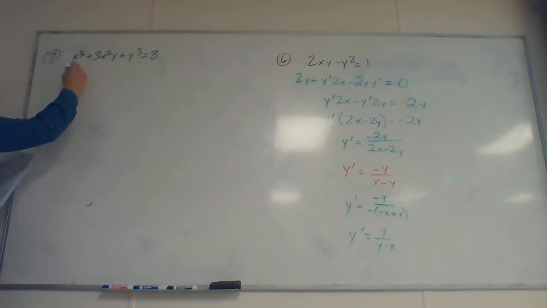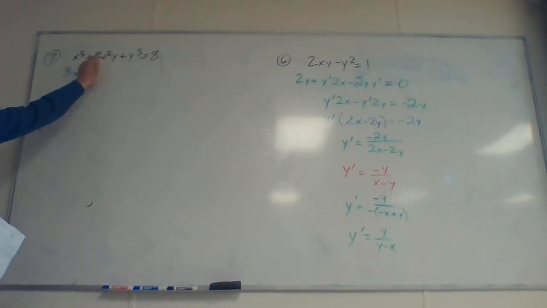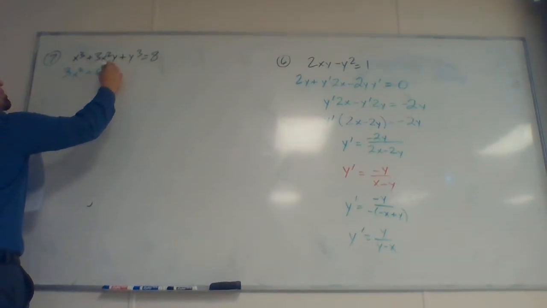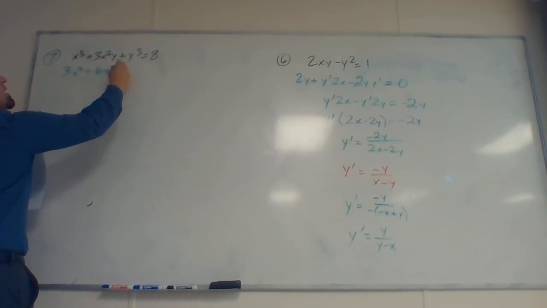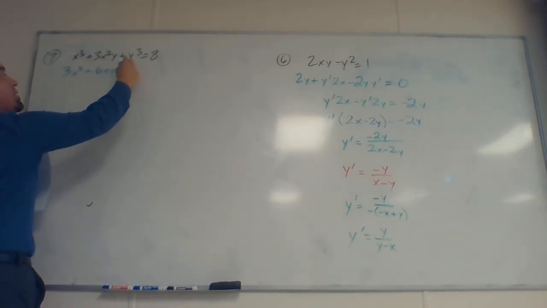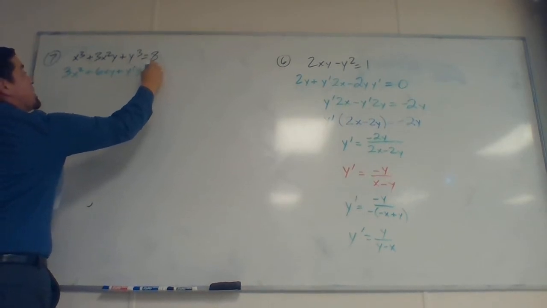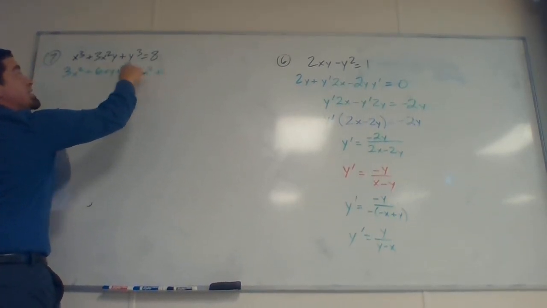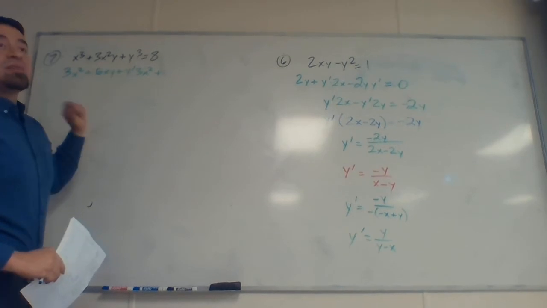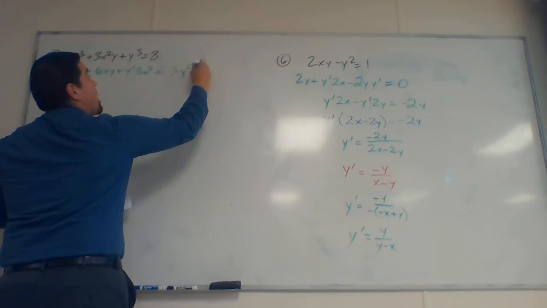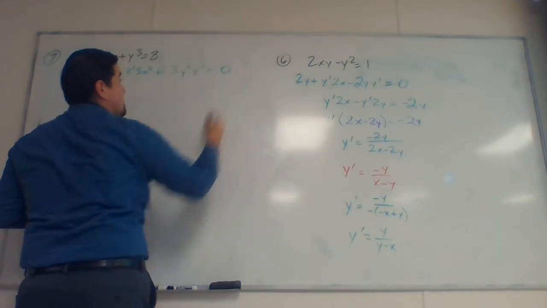3x squared, if I take this derivative, plus, what rule am I using here? Product rule again. The derivative of the first is 6x times y, plus the derivative of the second, y prime, times the first unchanged, 3x squared. Plus, what's the derivative of y cubed? 3y squared times y prime. What's the derivative of 8? 0.